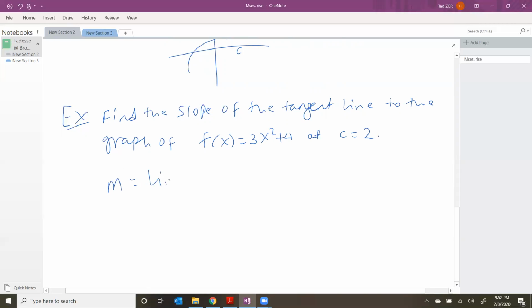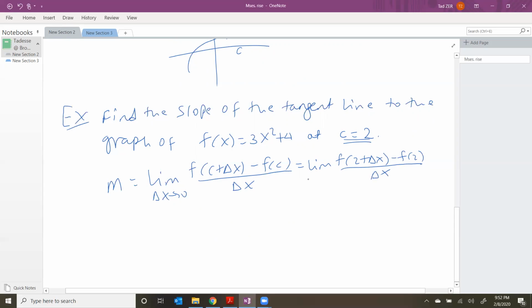So if the limit exists, limit of f of c plus delta x minus f of c divided by delta x as delta x goes to 0. So this will be what? Limit of, what is f of c plus delta x? Now the value of c is 2, right? So I'll plug in 2 plus delta x minus f at 2 divided by delta x as delta x goes to 0.